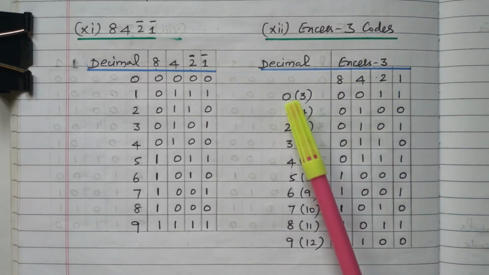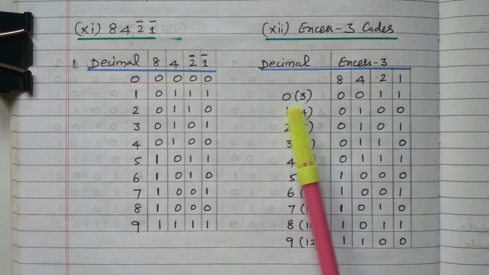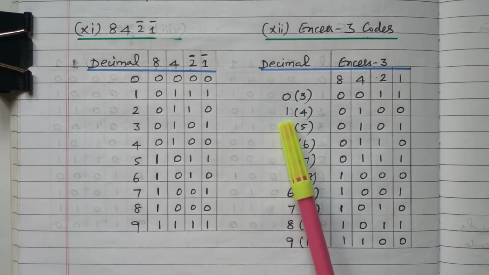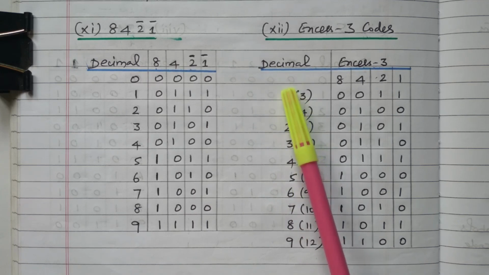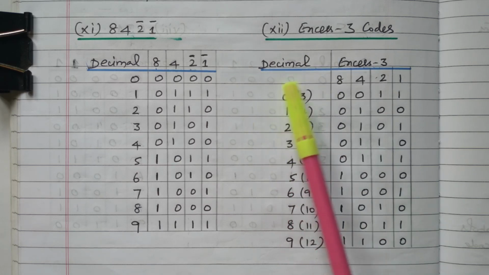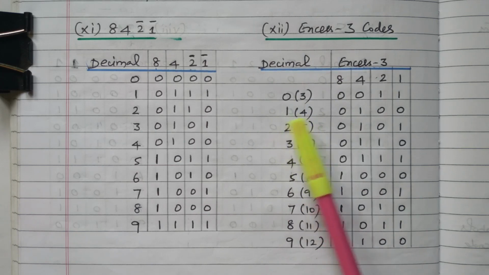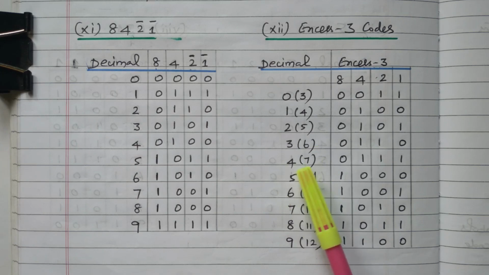What is XS3? This is a decimal number given from 0 to 9. Each digit is in excess by 3. So 0 is added with 3. 1 is added with 3, it becomes 4. Each and every digit is added by 3, so that is called excess 3. So 0 plus 3, 3. 1 plus 3, 4. 2 plus 3, 5. 3 plus 3, 6. 4 plus 3, 7. 5 plus 3, 8. 6 plus 3, 9, 7 plus 3, 10, 8 plus 3, 11, 9 plus 3, 12.